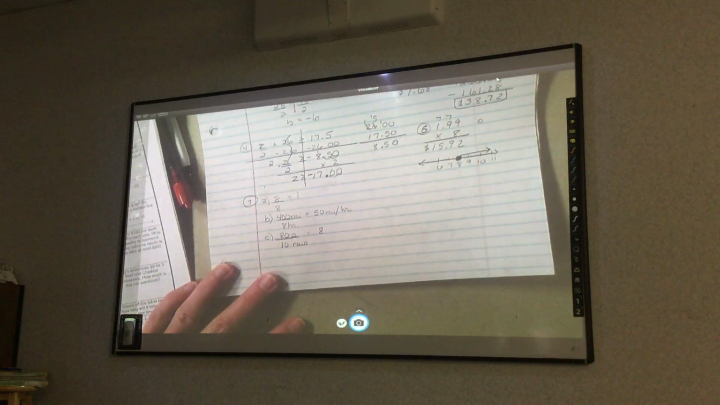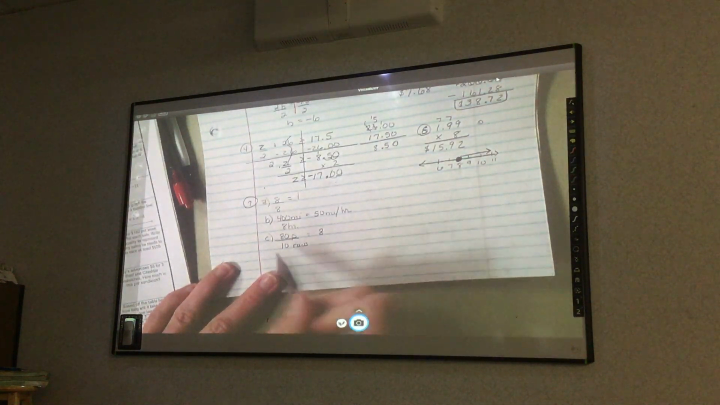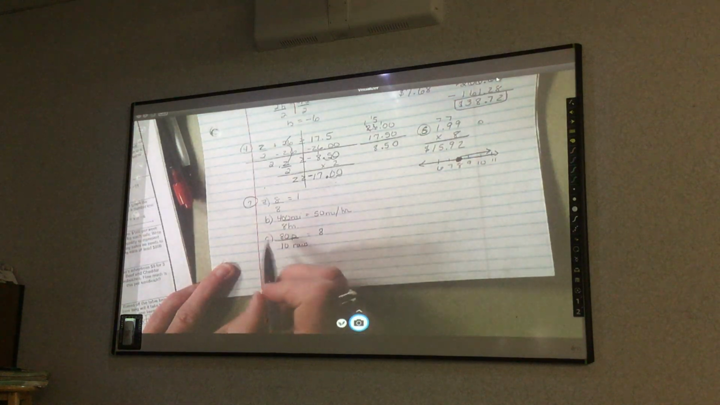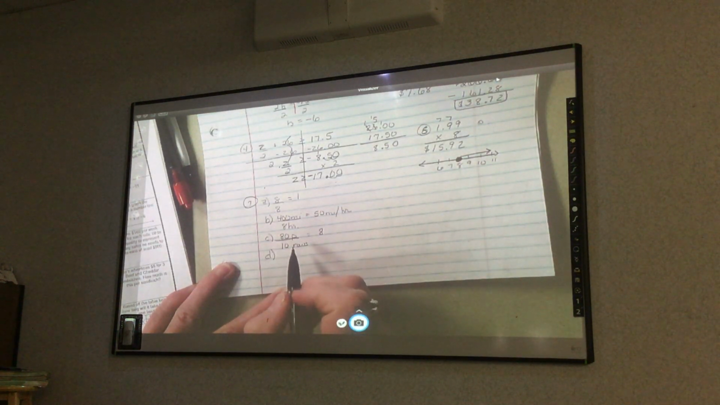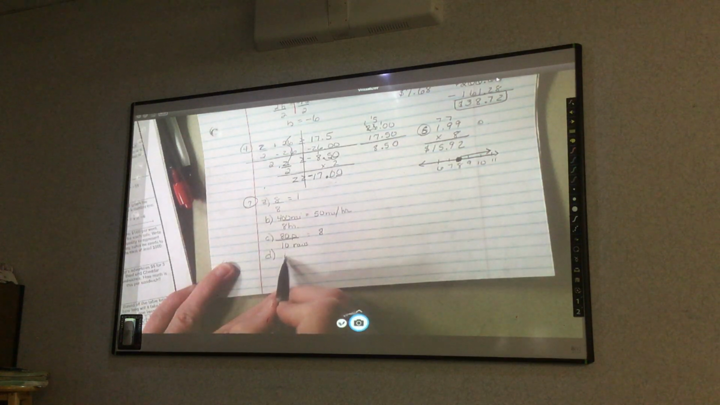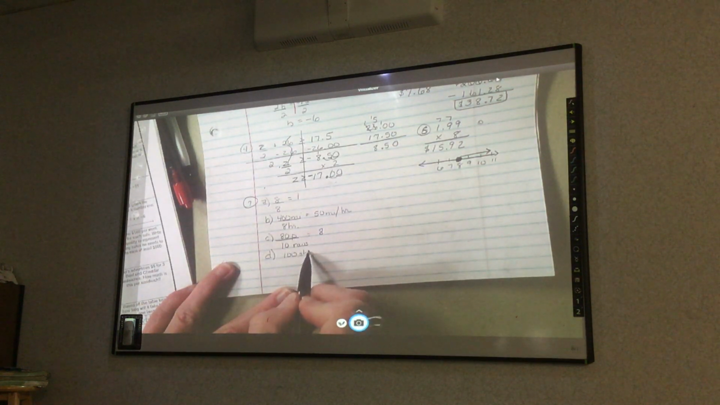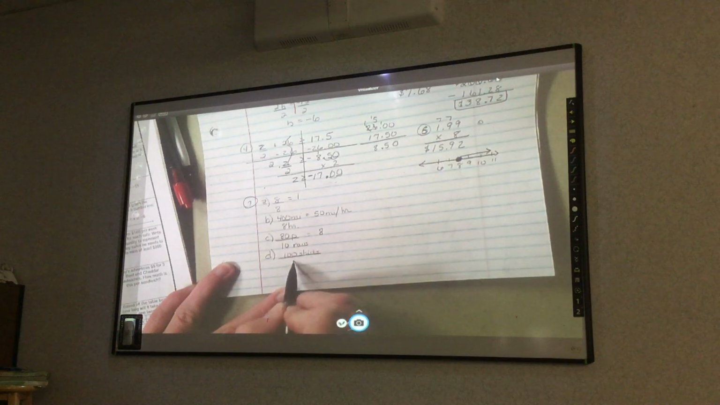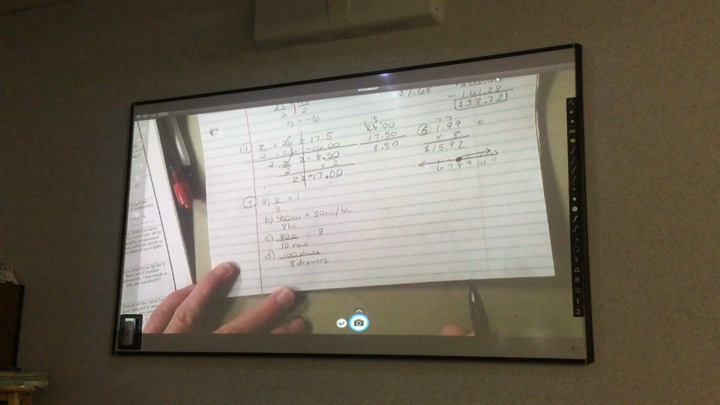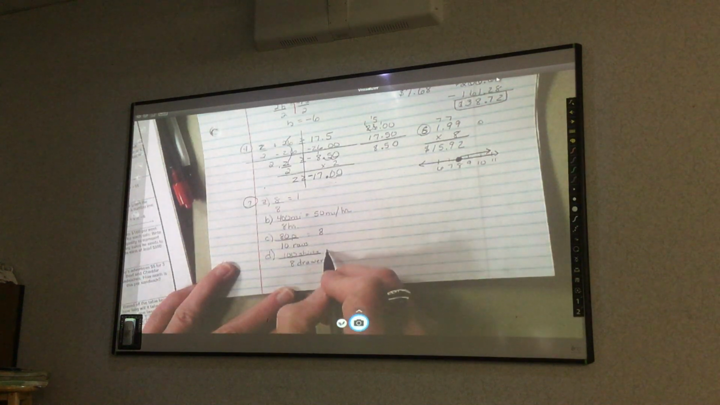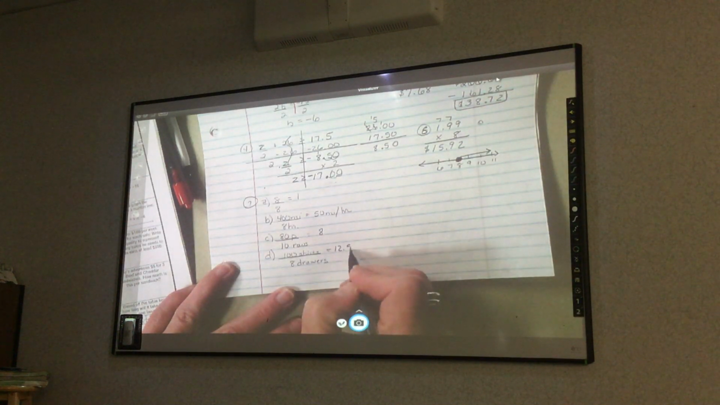Do I even need to do the last one? Nope, because I found my answer. But to set up the unit rate in D, it says there are 100 shirts in 8 drawers. You would put 100 shirts in 8 drawers. And then you do the division, and actually it is 12.5.